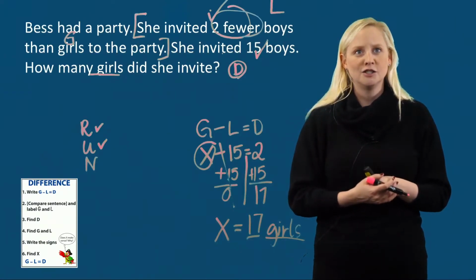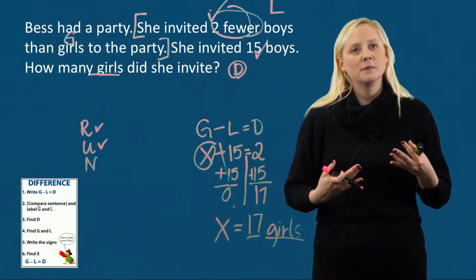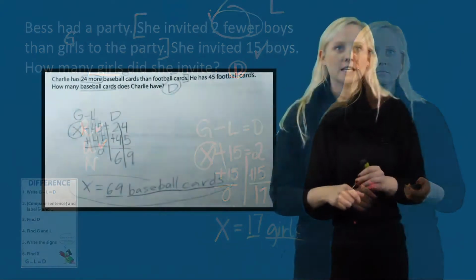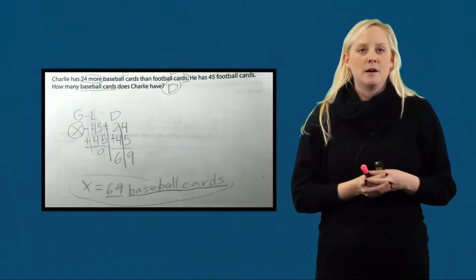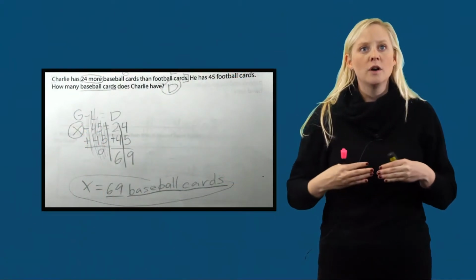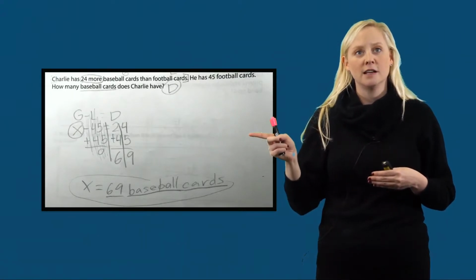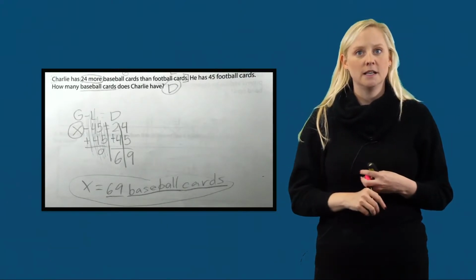Now we're going to take a look at student work, where the student solved a problem where the amount that's greater is missing. We've just looked at a problem and solved a problem where the amount that's greater is missing. Here we see an example of a student solving a difference problem where the amount that's greater is missing.